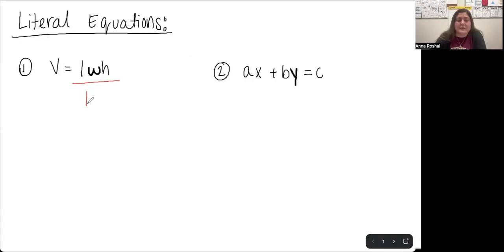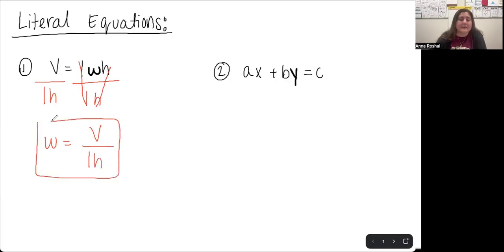We know that we can actually divide by the length and the height. So these will cancel and these will cancel on both sides. So I'm going to end up with my width is going to be the volume divided by my length and height. And that's going to be my final answer.